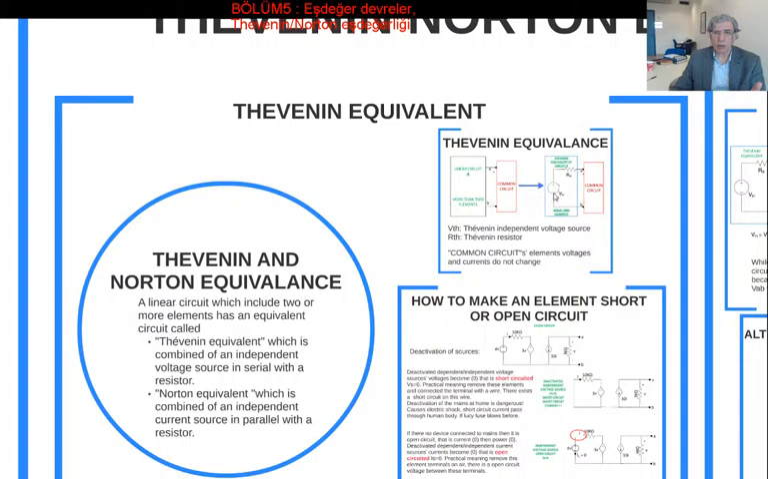These elements are connected in serial. One of them is an independent source, the other one is a resistor. So all the elements in here with their topology are going to be transferred to this circuit. This circuit is called the Thevenin equivalent circuit. The source transformed form of it is the Norton equivalent circuit, which is a combination of an independent current source in parallel with a resistor.